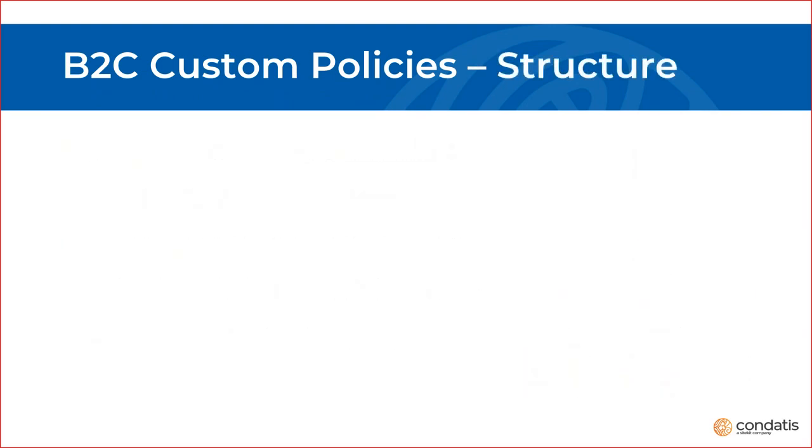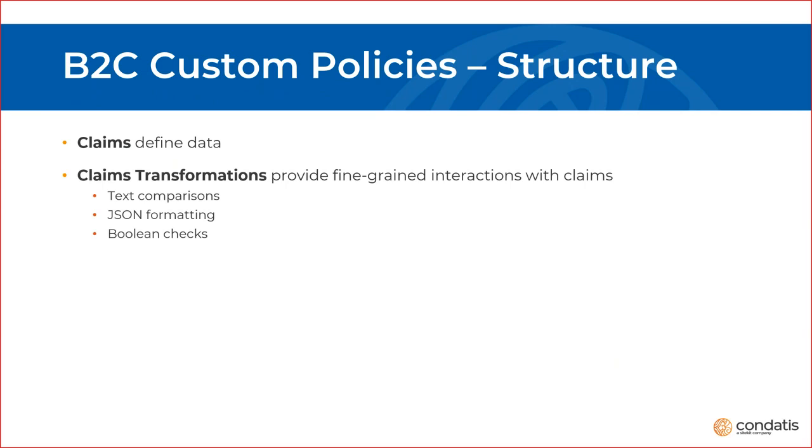So how are custom policies structured? At a very high level, claims define the data that's captured, the data that's used in the journeys, and the data that's returned to the relying party. Claims transformations define the fine-grained interactions with claims. So that might be text comparisons, it might be formatting claims into blocks of JSON, it might be doing Boolean checks, figuring out a true or false value based on claim values.